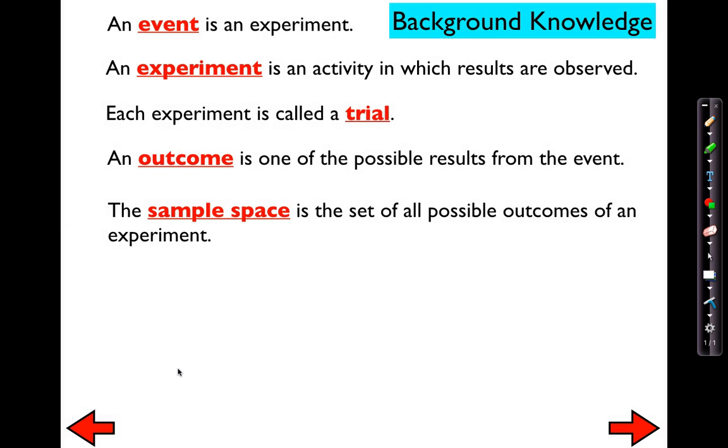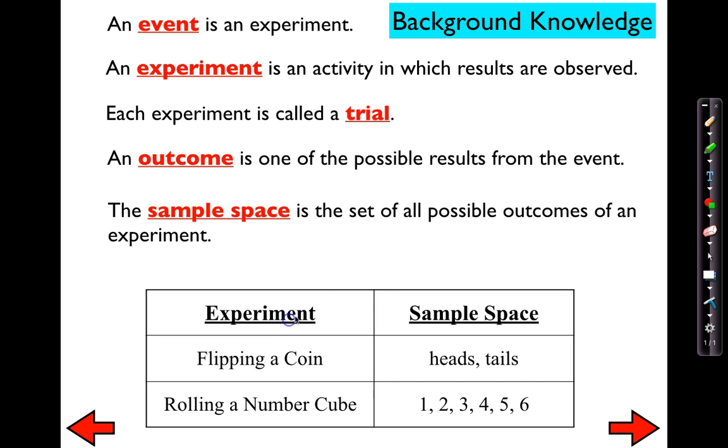So let's go over some background knowledge real quick. We do want to discuss for this particular lesson what is a sample space. We got to remember, a sample space is the set of all possible outcomes of an experiment. So the sample space for flipping a coin would be heads or tails because that's all the possible outcomes. The sample space for rolling a number cube is 1, 2, 3, 4, 5, 6 because those are the different possible outcomes of that experiment.